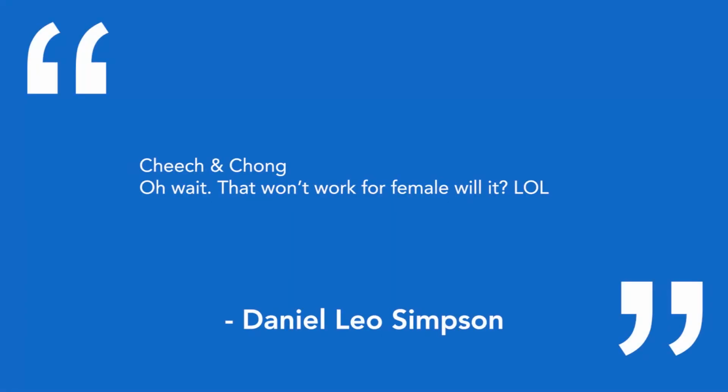So, Daniel on casting call for T, 19 of 55. Cheech and Chong, of course. He goes, oh, wait, that won't work for female, will it? LOL. And of course, you can come up with exceptions on this.